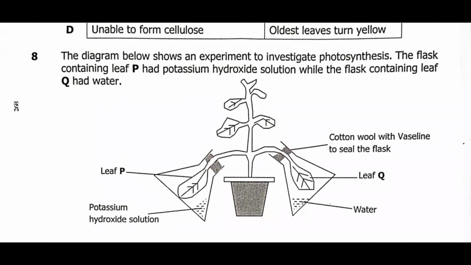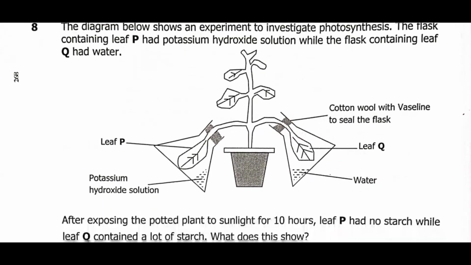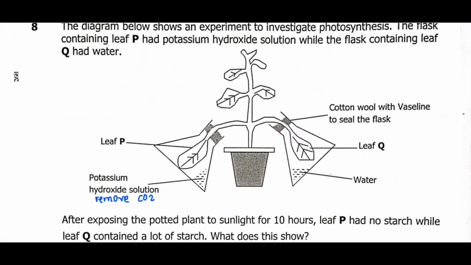Then we move on to question 8. The diagram below shows an experiment to investigate photosynthesis. The flask containing leaf P had potassium hydroxide solution, while the flask containing leaf Q had water. Okay, so now here, leaf P has potassium hydroxide solution. The purpose of potassium hydroxide solution is to remove carbon dioxide. So this means that in this plant there is no carbon dioxide. Then for the other one we may have carbon dioxide.